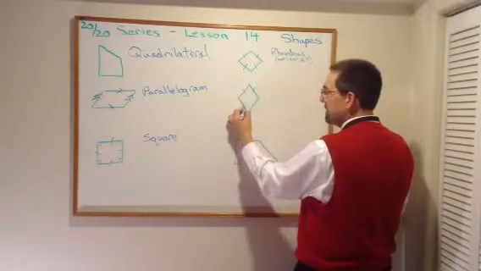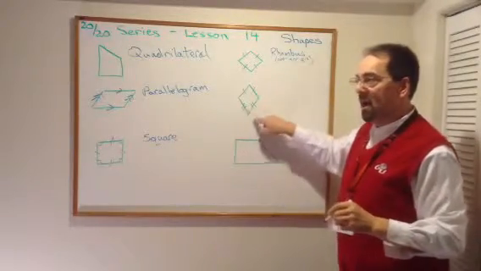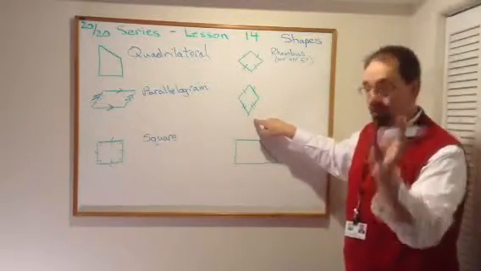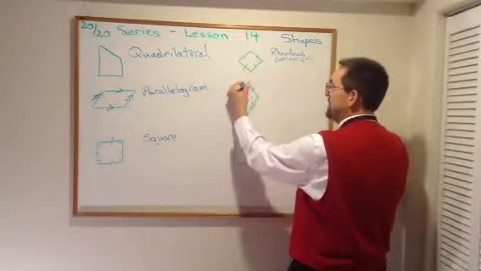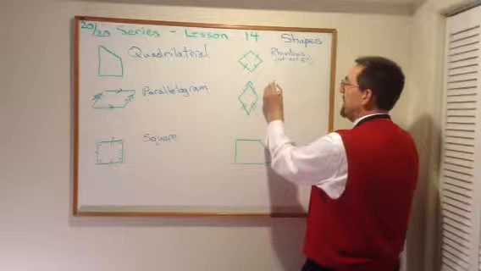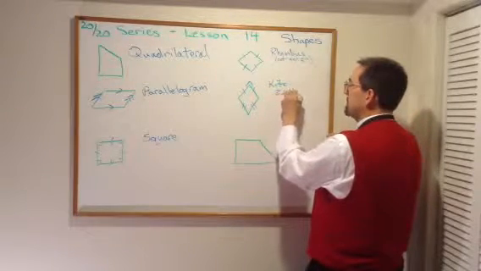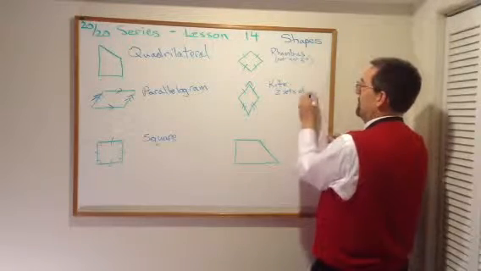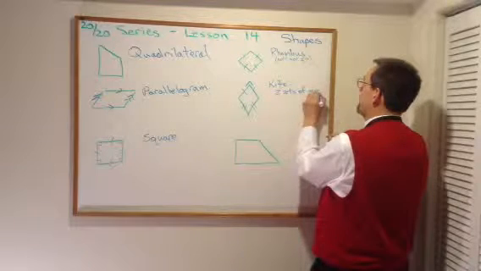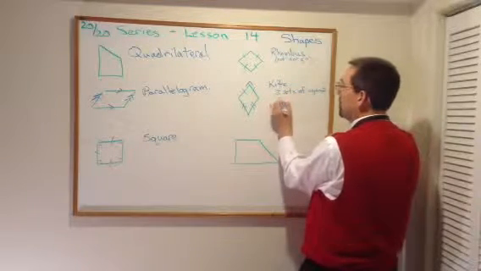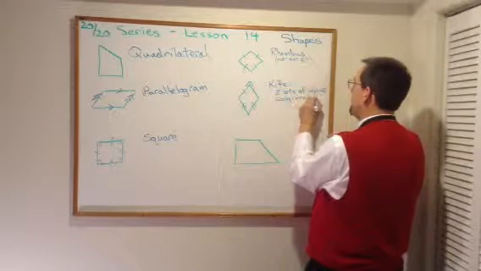A kite. Now a kite has 2 sets of adjacent congruent sides. So remember that. Adjacent, next to. So a kite, 2 sets of adjacent congruent sides.